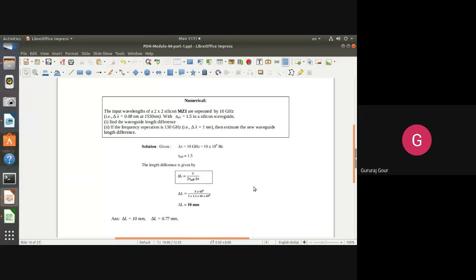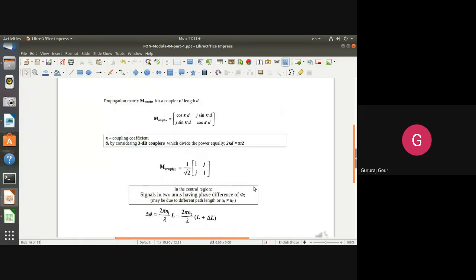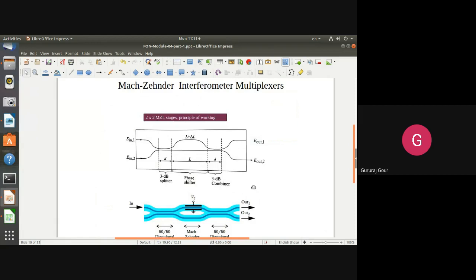So guys, this is all about the MZ interferometer multiplexer. This is how you have to explain its construction, having 2 by 2, two input and output ports, working on the principle of the phase shifter, splitter, and combiner. Of course, you can see in this diagram that the arrow mark is not shown in one of the ports.